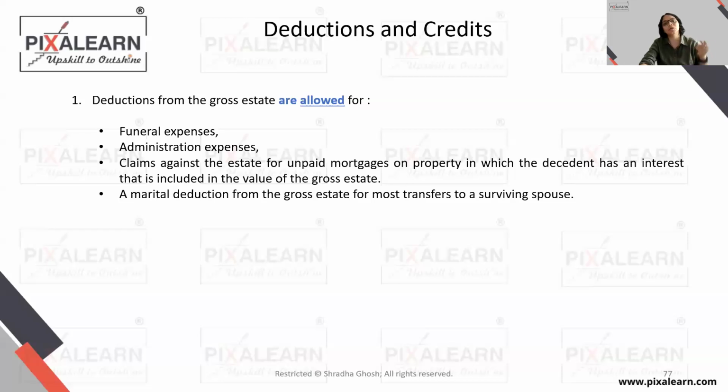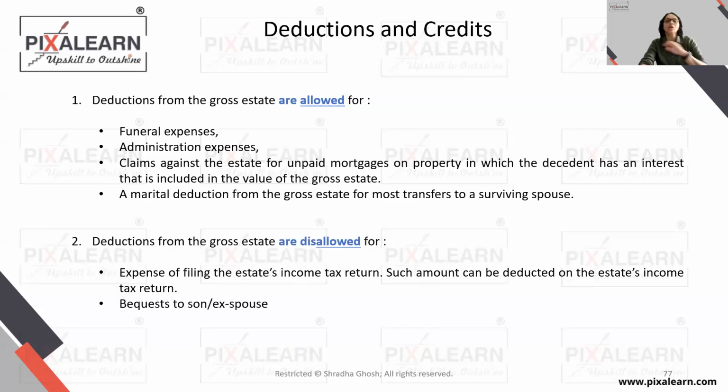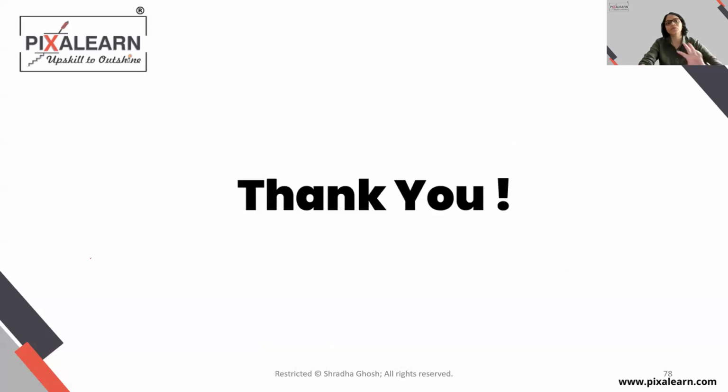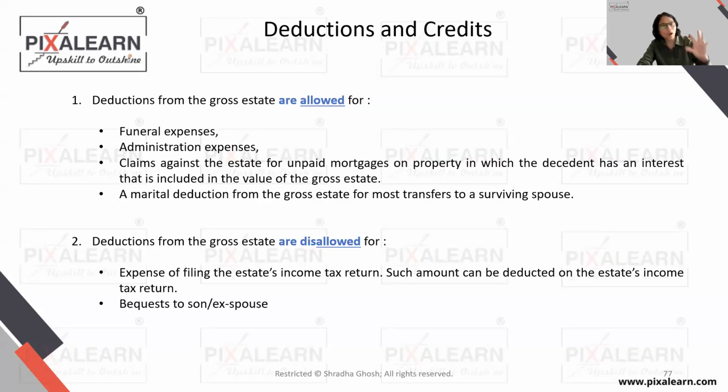What are these deductions? Funeral expenses, administration, all the mortgages, marital deduction. Okay, all of this will be allowed as a deduction, and then you get the gross value, and then you pay the estate tax return of 706. Okay, so that's it. In part 1, you have very small parts for gift tax and estate tax. You just need to remember Form 709, 706.